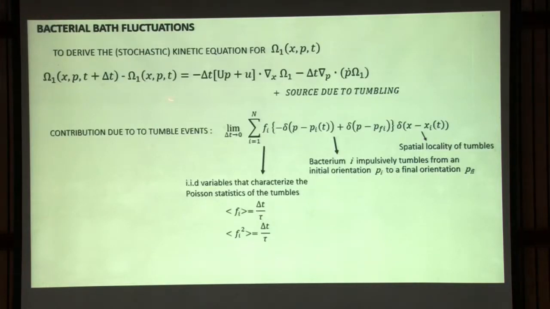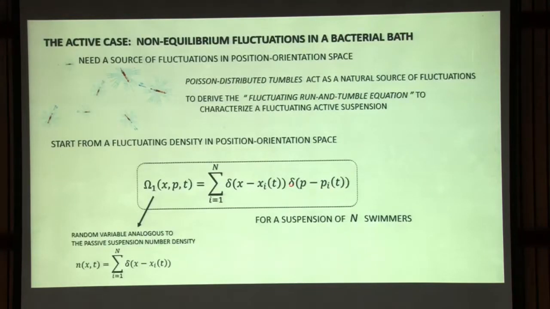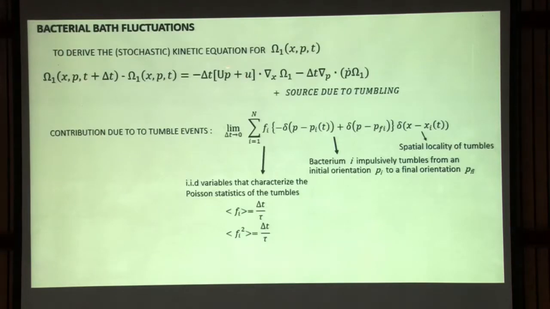And then I ask for its evolution. It's going to evolve because both the positions and orientations evolve. The positions evolve due to convection with swim speed and the velocity disturbance field. The orientations evolve because of turning by the velocity gradient. So this is okay. But then there is a source of tumbling, okay?